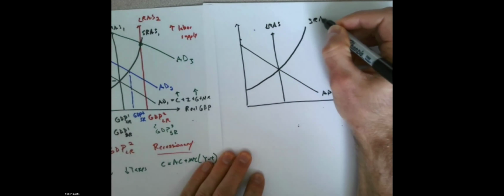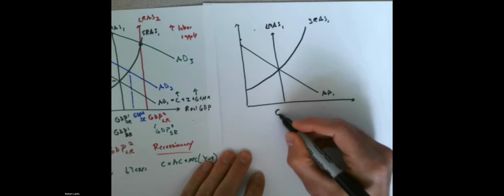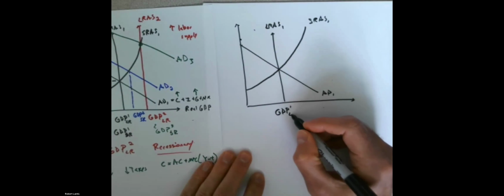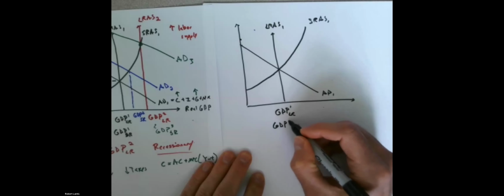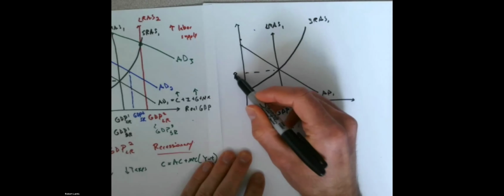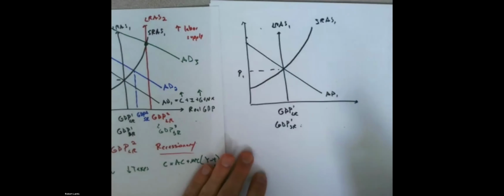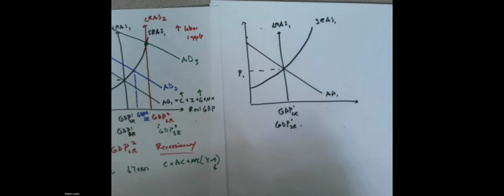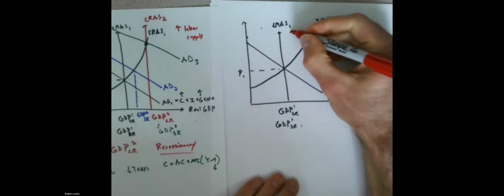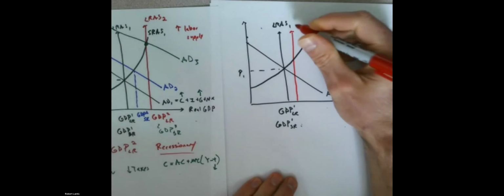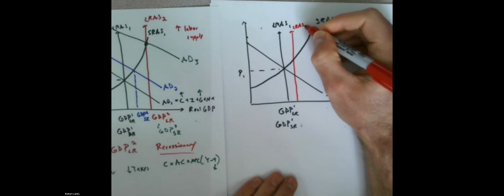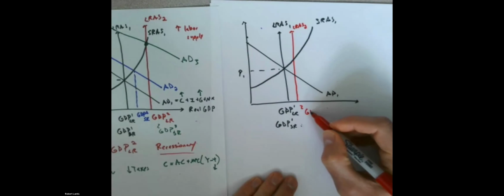Here's my short run aggregate supply. Here was my initial long run and my initial short run GDP. And we could even think about price levels here. I'll hone in on this a little more in the second example. If we had a long run aggregate supply shift that was fairly small, yes, that's going to increase my long run GDP.